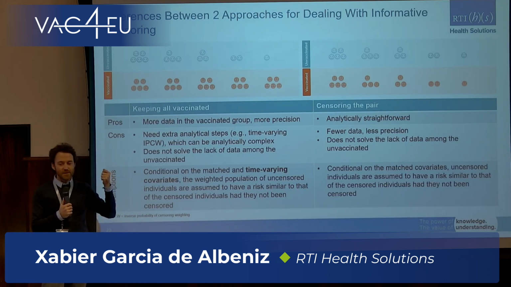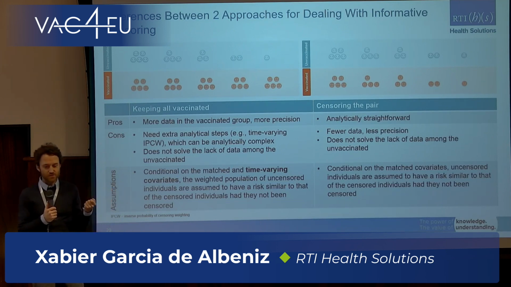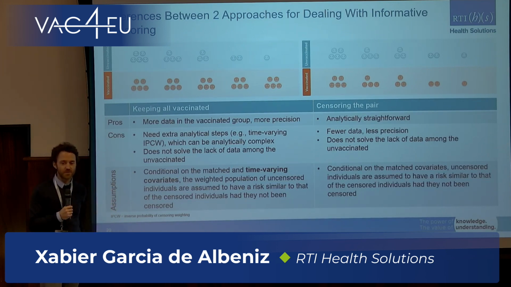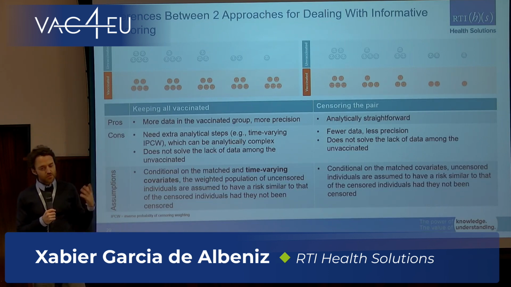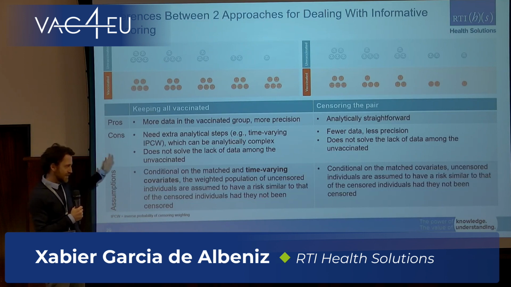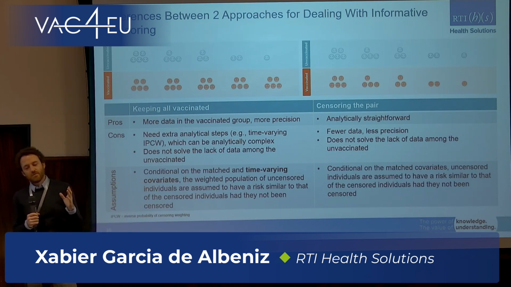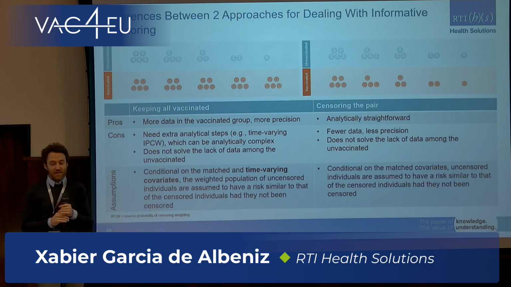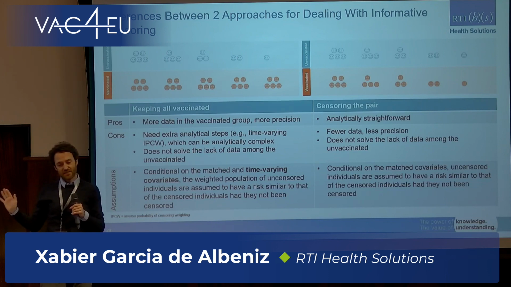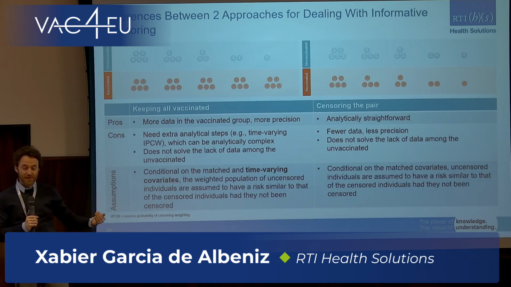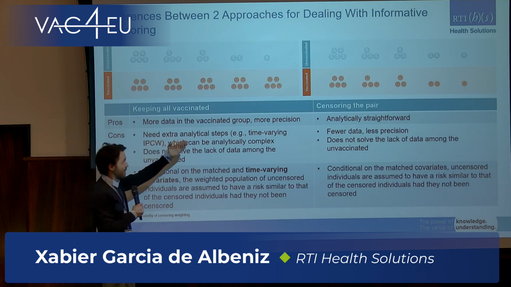that censoring can be informative, right? So you need to use, for example, time-varying inverse probability of censoring weighting to deal with that. And you have to make some assumptions that conditional on the match variables and on the time-varying covariates, the weighted population of uncensored individuals, in other words, those who remain in your database and are being analyzed, you are assuming their risks are similar to that of the censored individuals had they not been censored. That's one approach. The other approach is censoring the pair.